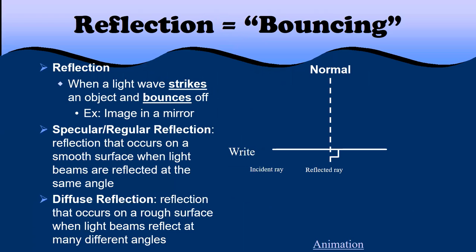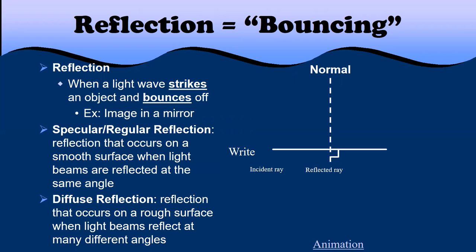Specular reflection is reflection that occurs on a smooth surface, when light beams are reflected at the same angle. So that's like when you stand in front of a mirror, you see yourself just as tall as you are, and just as far away as you are. Now we know some of that can change if we change the way the light is reflected, or the shape of the mirror, which we'll talk about in just a moment.